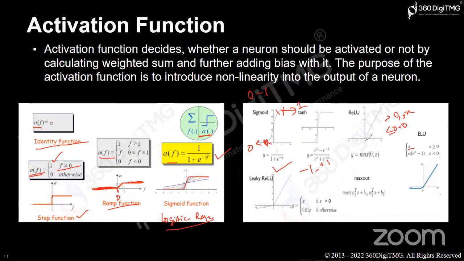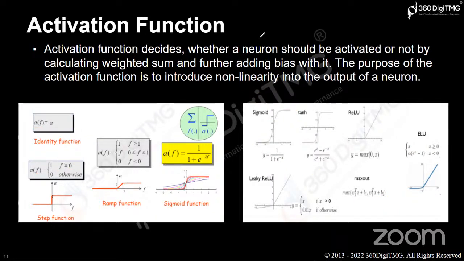Leaky relu is similar to relu, but instead of giving a 0 value for values less than 0, it gives a value of 0.01x. Then we also have various others like max out, which gives the maximum value out of these values. So there are various activation functions. We should know which activation function to use when.